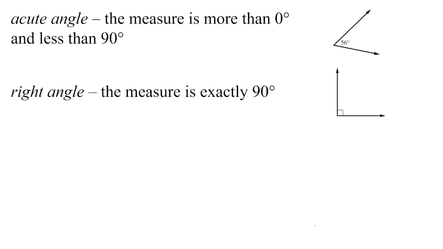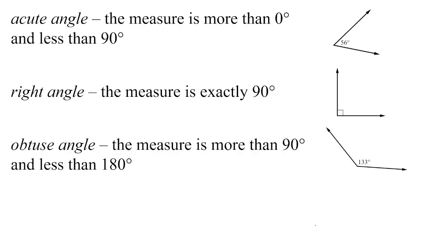Next, we have the right angle, which is exactly 90 degrees. Now, you see the little square that is leaning against the vertex. That little square indicates that an angle is a right angle.